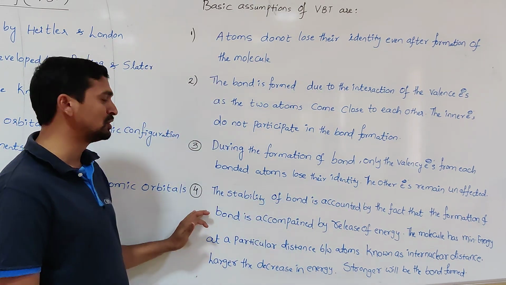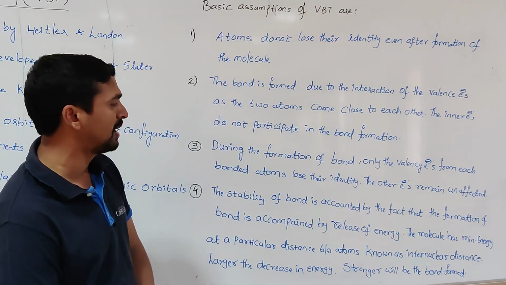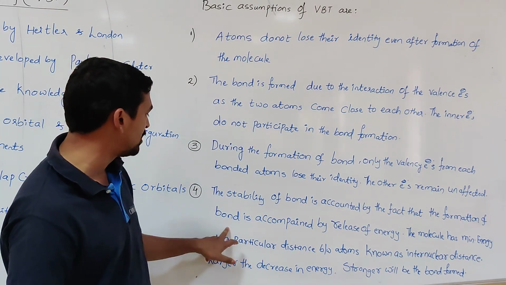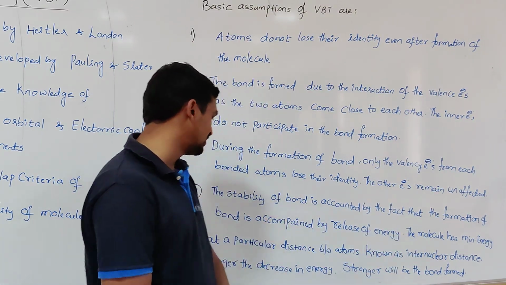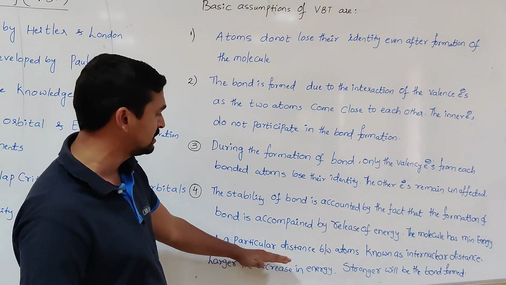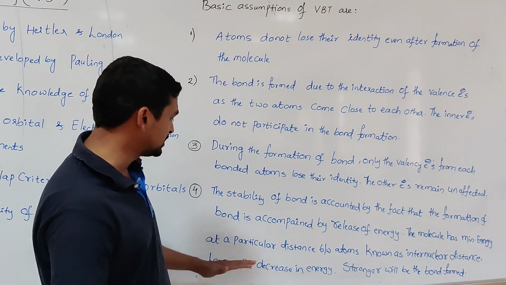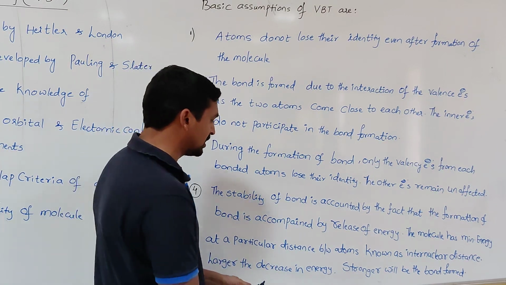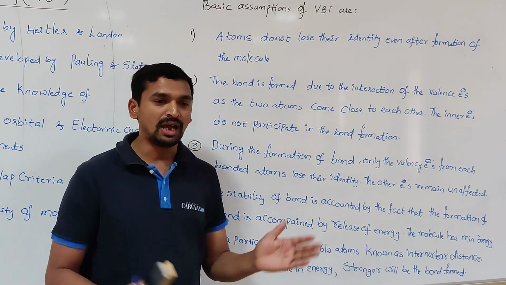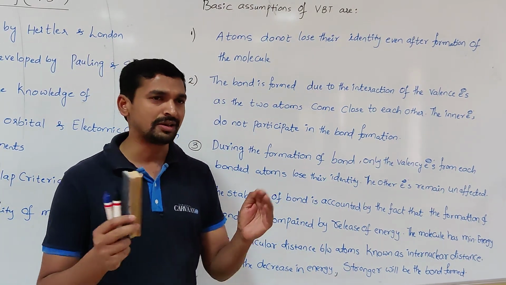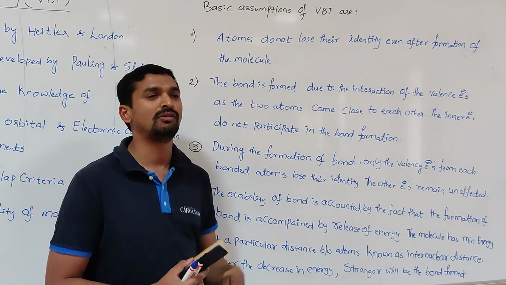The fourth one, this is the most important one. The stability of a bond is accounted for by the fact that the formation of a bond is accompanied by the release of energy. The molecule has the minimum energy at a particular distance between the atoms, known as the internuclear distance. The larger the decrease in energy, the stronger the bond formed. So the atoms come close together and the molecule is formed. Is the molecule more stable or less stable? How can we decide it?